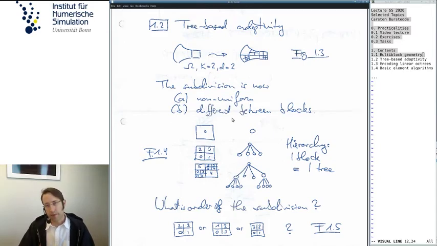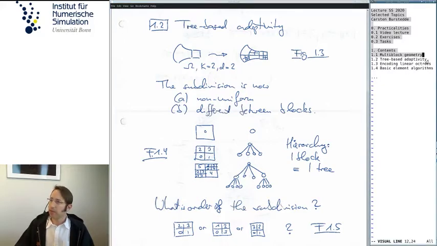So this is an example, figure 1.4. Suppose we begin by tracking our contents here, tree-based adaptivity. We begin with a single two-dimensional block. This is just, if I number all the elements in the block, this is number 0. And we call this the root of the tree.